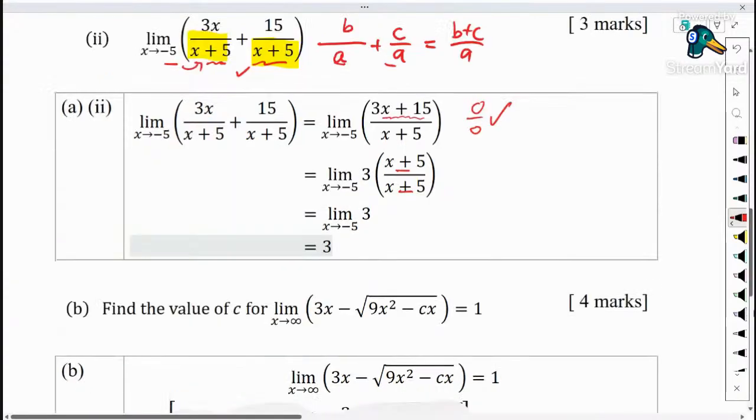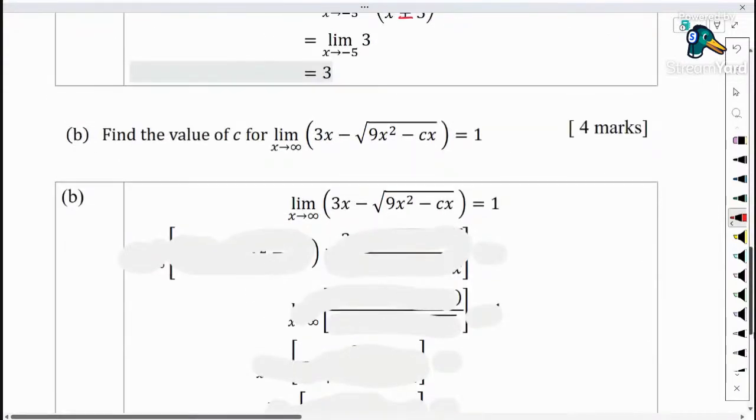Next, B. We would like to find the value of C, given that the limit as x approaches positive infinity is equal to the real number 1. From there, we try to use this information to find out C. Let us have a look. If I directly substitute infinity into the function here, what will be the result?